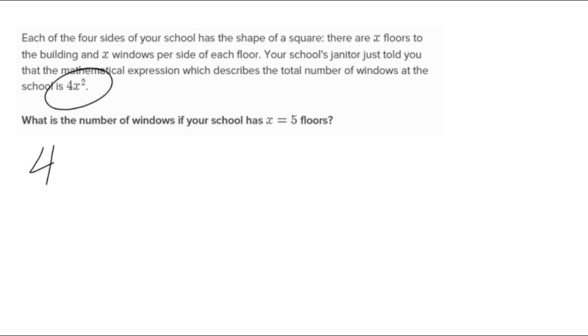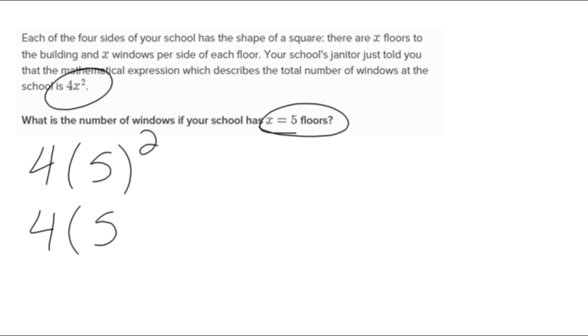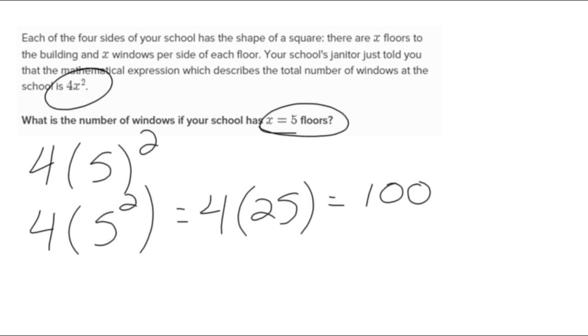4x squared, so that's going to be 4, times some value squared. That value in this problem is going to be 5. So it is 4 times 5 squared. That is 4 times 25. That is 100. So your answer in this problem would be 100. Go on to the next problem.